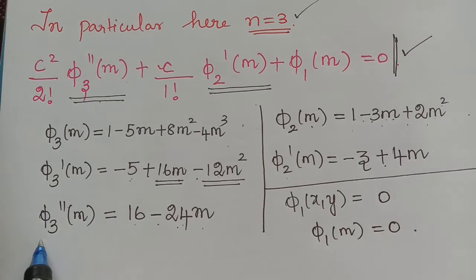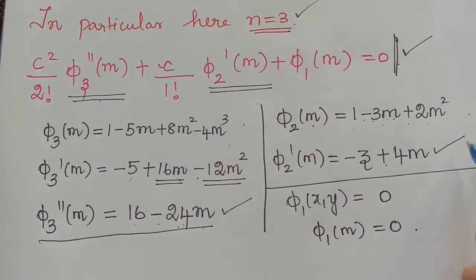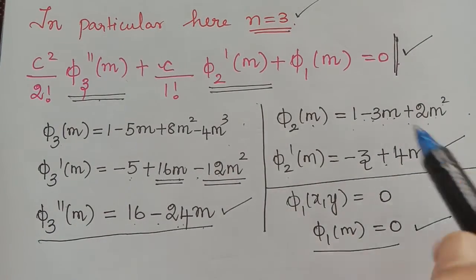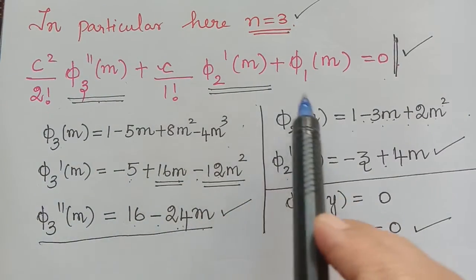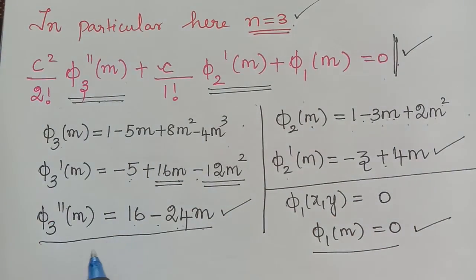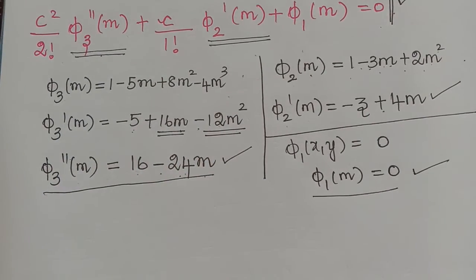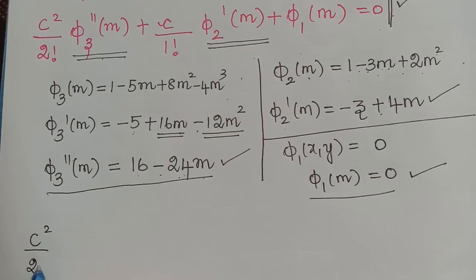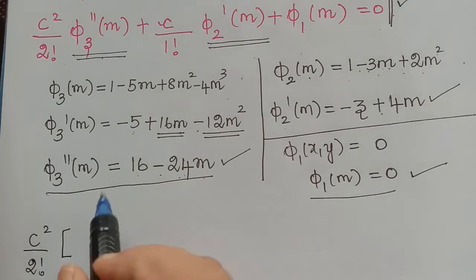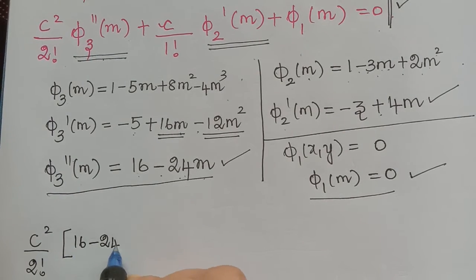Now we have to substitute phi 3 double dash of m, phi 2 dash of m and phi 1 of m in this equation and find the value of C. So let us do that now. So therefore, when we substitute phi 3 double dash of m over here, we get c square by 2 factorial multiplied with phi 3 double dash of m, which is 16 minus 24m.